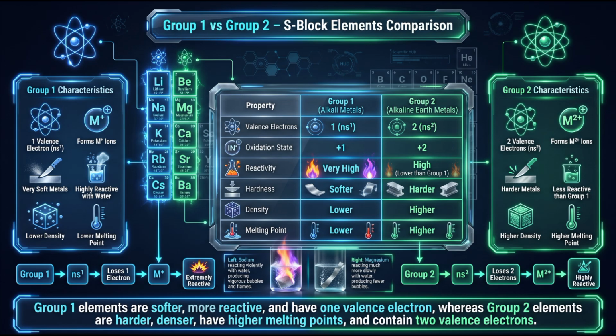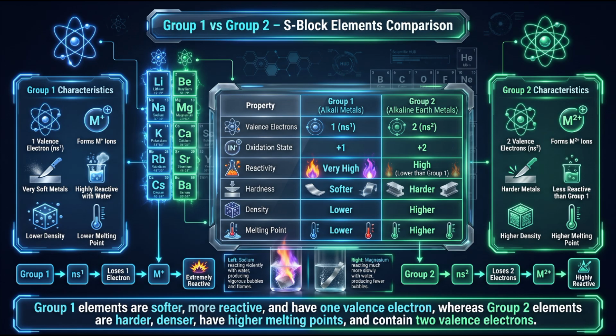the two groups. Because Group 1 elements have only one valence electron, they can easily lose that single electron to achieve the stable electronic configuration of the nearest noble gas. As a result, they always form positive ions with a charge of +1. For example, sodium loses one electron to form Na⁺, while potassium forms K⁺.